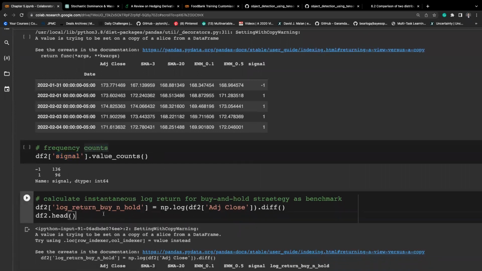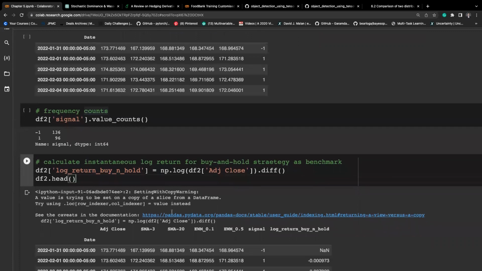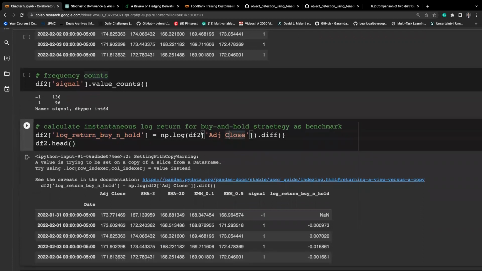So in order to compare the strategy, we choose the buy and hold strategy as the baseline strategy to compare with, right? So in this case, we create a column called log returns for the buy and hold strategy. Buy and hold means that we're going to hold 1 unit of the asset across the whole trading period. So in this case, we are using the adjusted close column, convert it to the log form, and then take the difference.